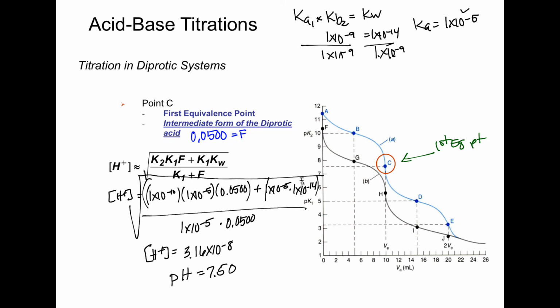Okay, so it kind of went down pretty drastically there. That makes sense for it being an equivalence point. That's where the pH should change the most.